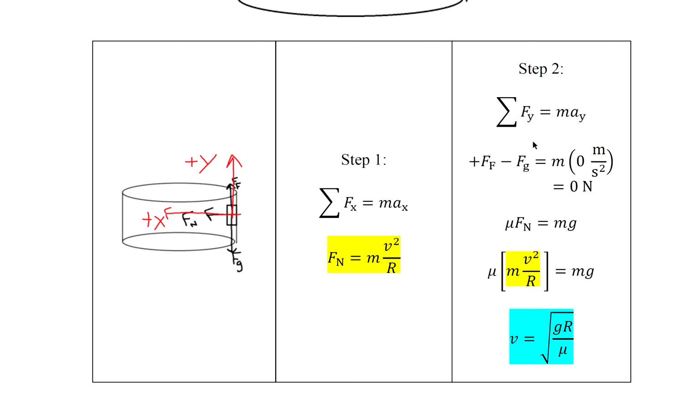So step 1, find an equation for sigma F sub x equals ma sub x. So the normal force is equal to mv squared over r. The normal force is the centripetal force. Step 2, use the equation sigma F sub y equals ma sub y. So force of friction up minus force of gravity down is equal to 0 because the object isn't moving up and down. Force of friction is mu Fn. We determined what Fn is, so we substitute it. And we solve for v.